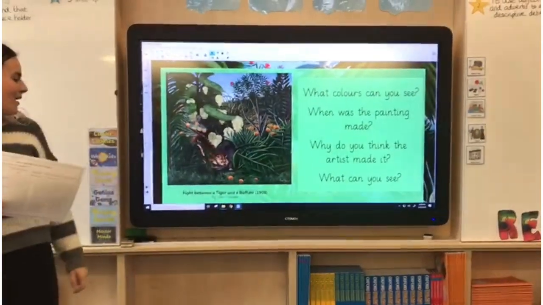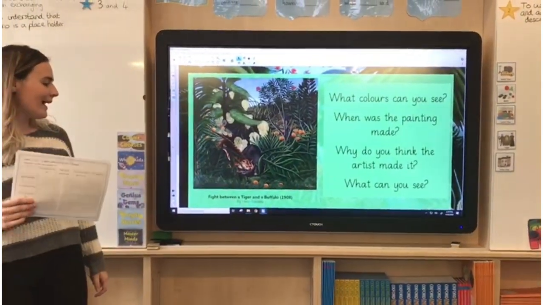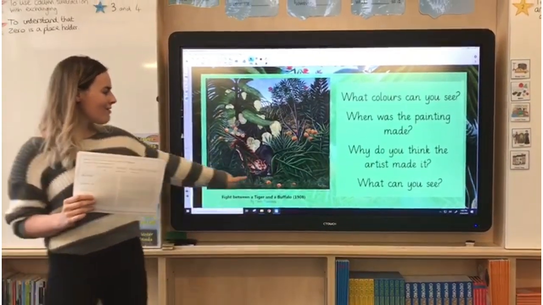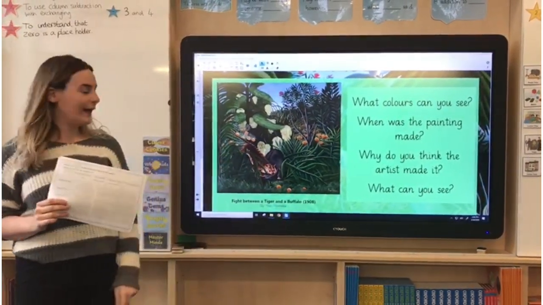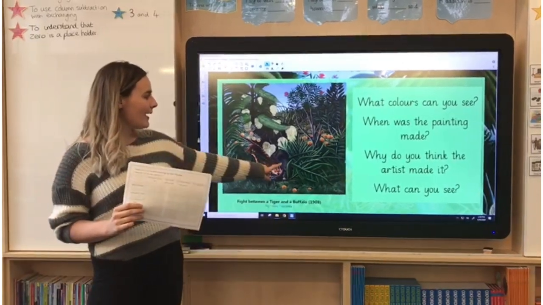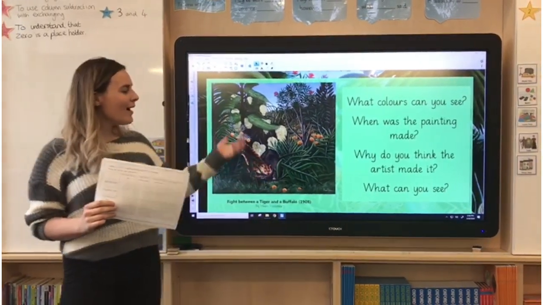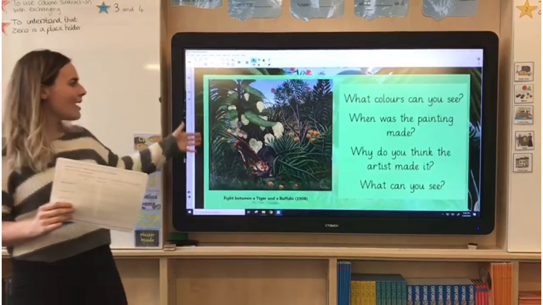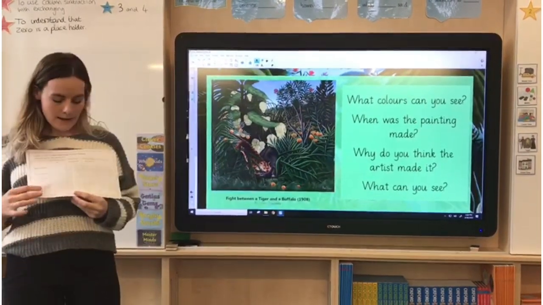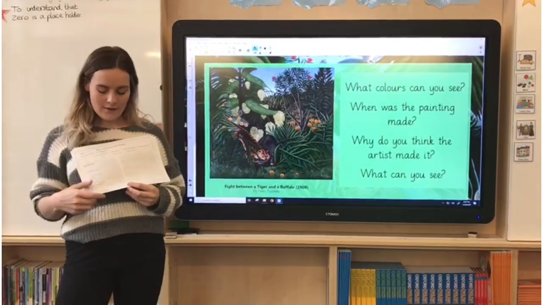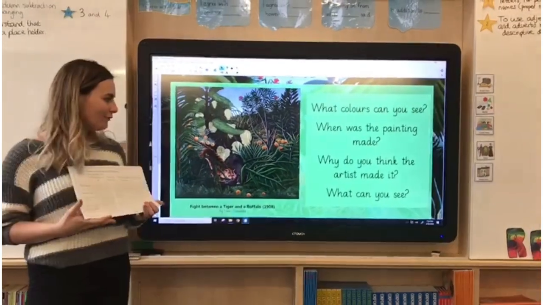Okay, and then my last painting is a fight between a tiger and a buffalo. Now this has a very similar picture of a predator eating its prey. So why do you think the artist has made this particular painting? Making sure that you're jotting down all of your fantastic ideas in the grid below.